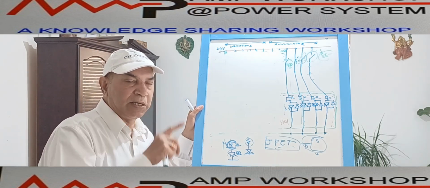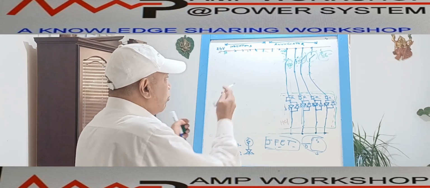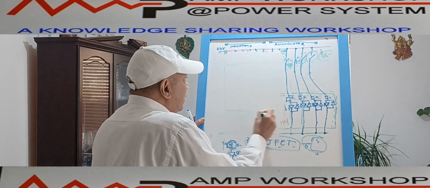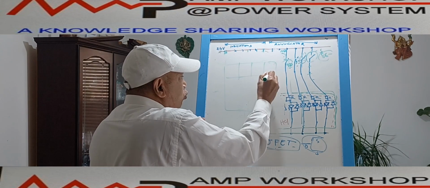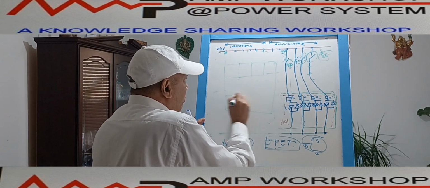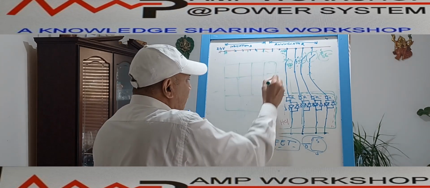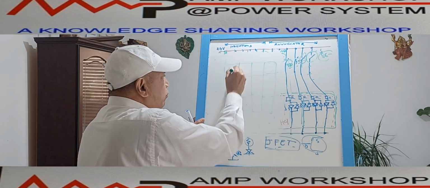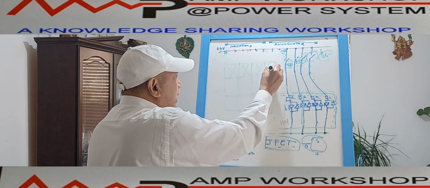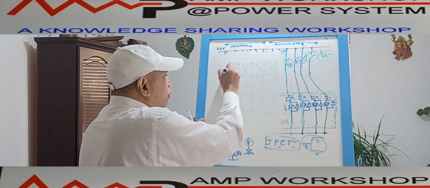This annunciator has a small window inside a small module. Suppose it is 12 ways, so what will happen? There will be 12 small windows here. Suppose this is 16 ways. So this is one window, this is one window, this is one window, like 16 windows. Each window is for one function.